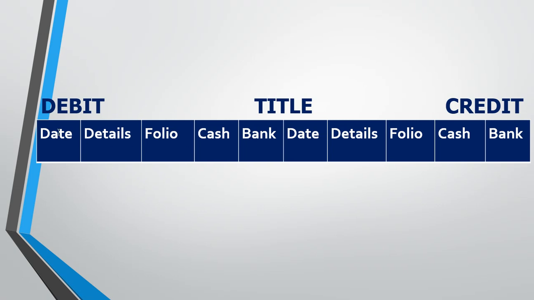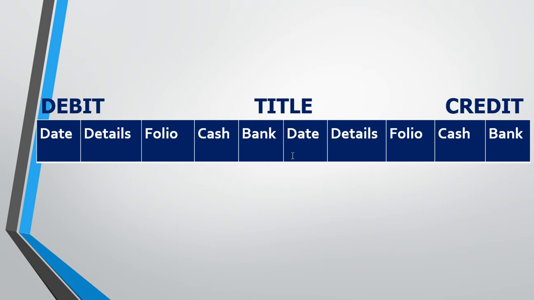So here on the left side we have date, details, folio, cash, and bank. But also on the credit side we have the same. So if money is coming in by check, you debit the bank column of the cash book. And if it is by cash, of course you debit the cash column of the cash book. If you are paying by cash, you credit the cash column of the cash book. And if you are paying by check, you credit the bank column of the cash book. So that is how a two column cash book looks like.